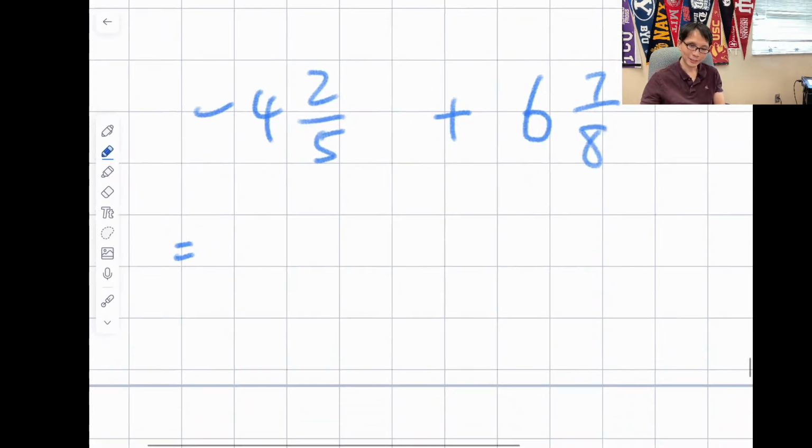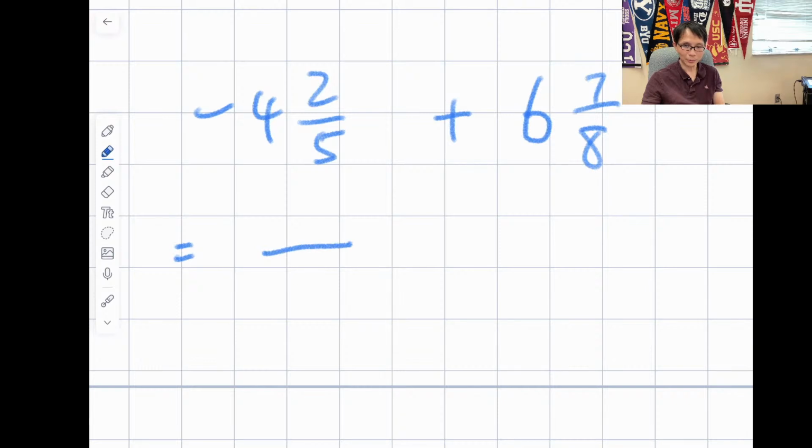All right. First of all, can you tell me about the first one? Negative 22 over 5. Negative 22 over 5. Good. And second one is 55 over 8. So 8 times 6 is 48. 48 plus 7 is, what is it? 55. Okay, so far so good. What do you do next?